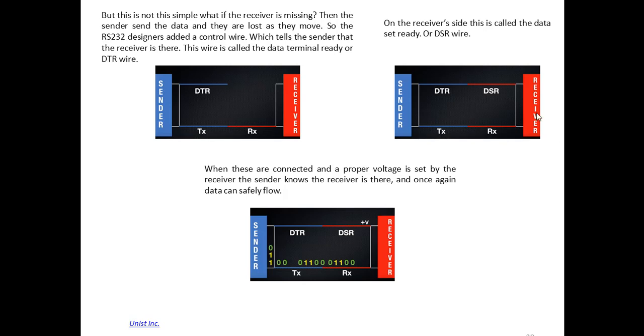So we need TX and RX wires to send the data. We need the DTR and DSR wires to make sure that the receiver is there to get the data. So this is like a control. When these two are connected, a proper voltage is set by the receiver. The sender knows the receiver is there, and once again, data can safely flow. So when these two are connected, there is a voltage on the receiver side, and the sender can read that voltage and make sure, okay, we have the receiver, so now let's send the data, and then data will flow.